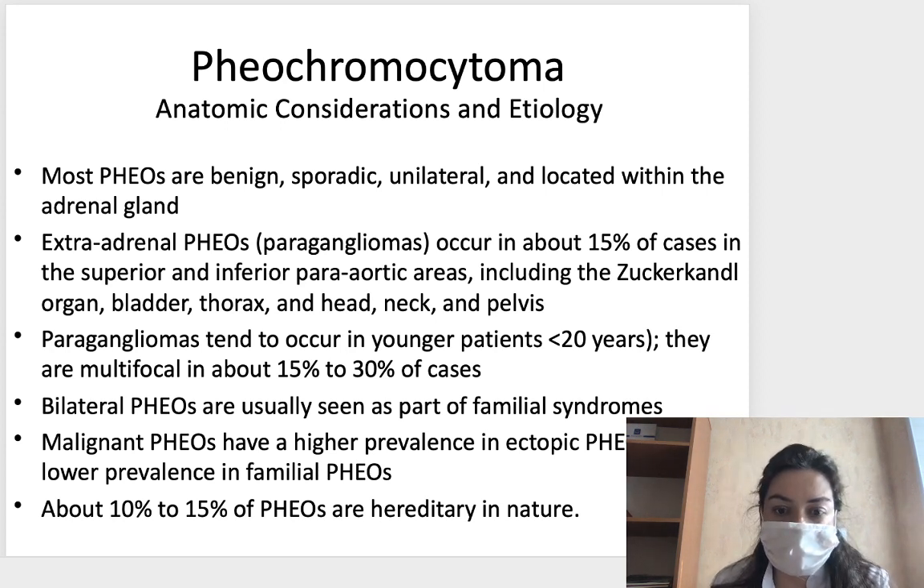Paragangliomas tend to occur in younger patients, less than 20. They are multifocal in about 15 to 30% of all cases in young patients. Bilateral pheochromocytomas are usually seen as part of familial syndromes. Malignant pheochromocytomas have a higher prevalence in ectopic pheochromocytoma, and lower prevalence in familial pheochromocytomas. About 10 to 15% of all pheochromocytomas are hereditary in nature.